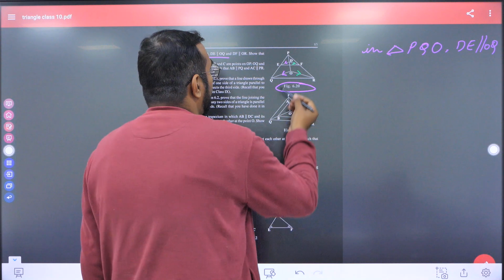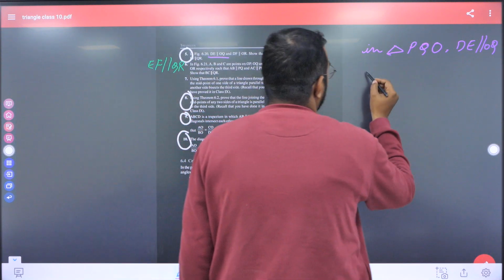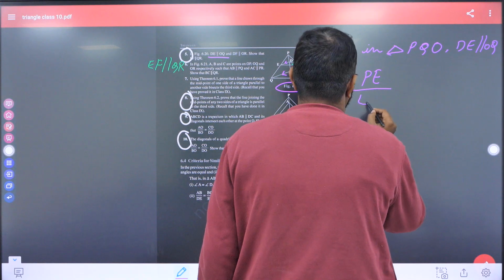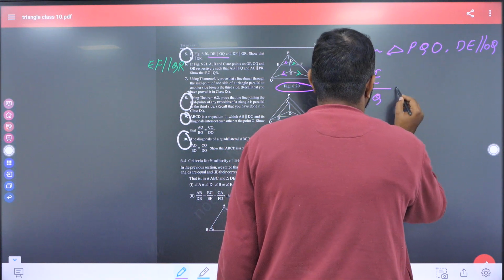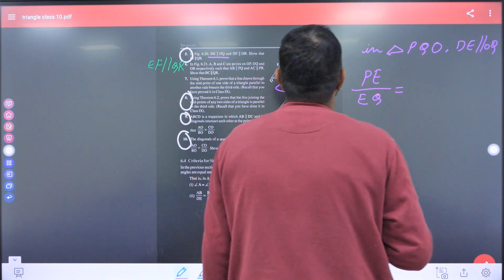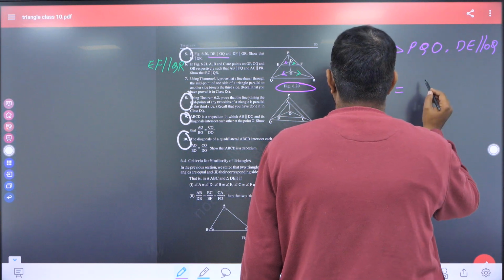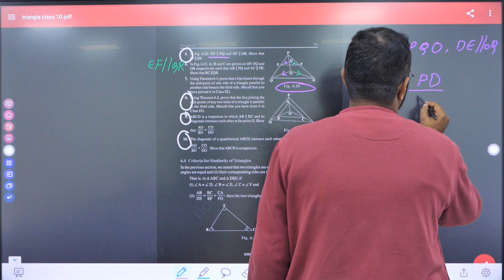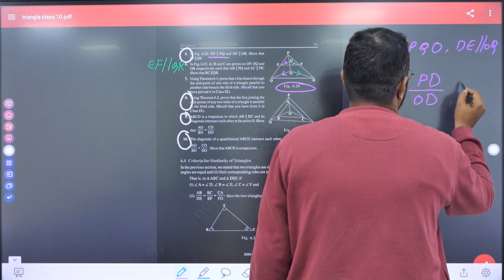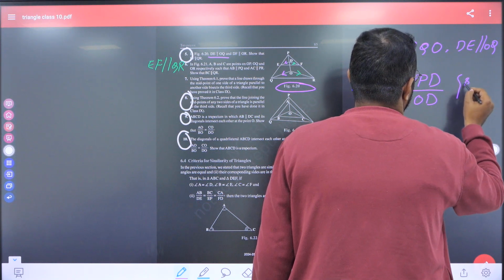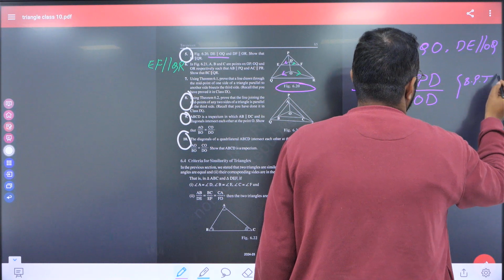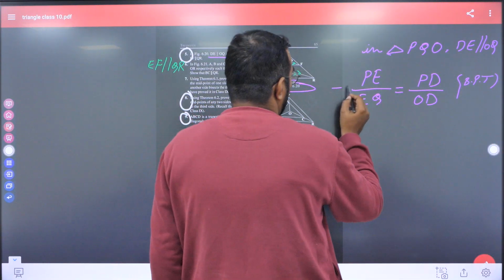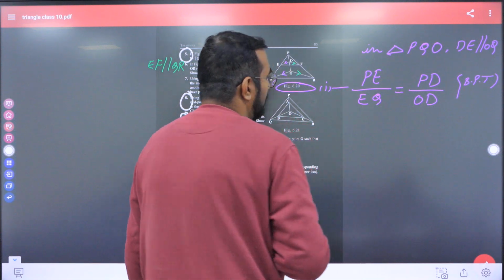So what we can write? We can write PE upon EQ is equal to PD upon OD by BPT. Right? You may write it as equation 1.